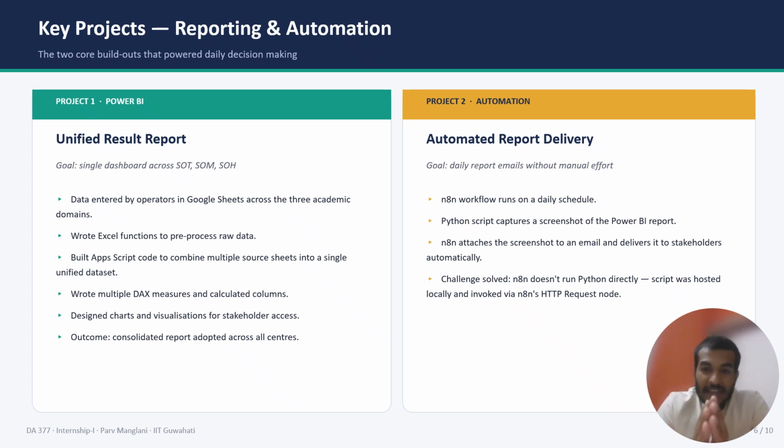The interesting challenge here was that n8n doesn't natively run Python. At that time I used n8n locally by installing it through Node.js. So I ran the Python script locally as an HTTP service and used n8n's HTTP request node to invoke it. That little workaround is what made the whole pipeline possible.